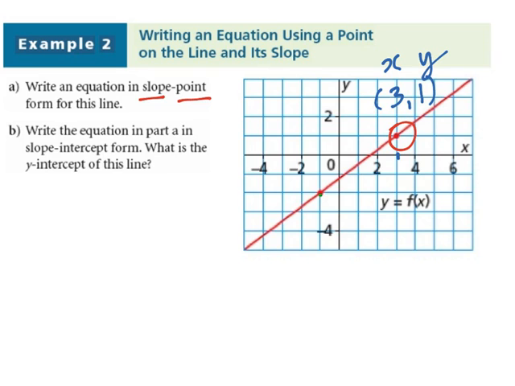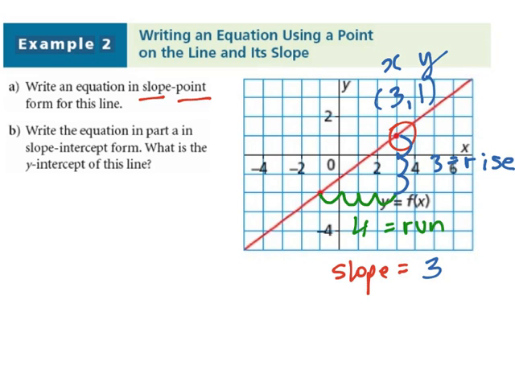Using 2 points, let's find the rise and run of this graph. 1, 2, 3, 4. The run is 4. While the rise is 1, 2, 3. The rise is 3. So the slope in this case is equivalent to 3 over 4, which is 3/4. We have a point and we have a slope. We could find the equation in slope-point form.